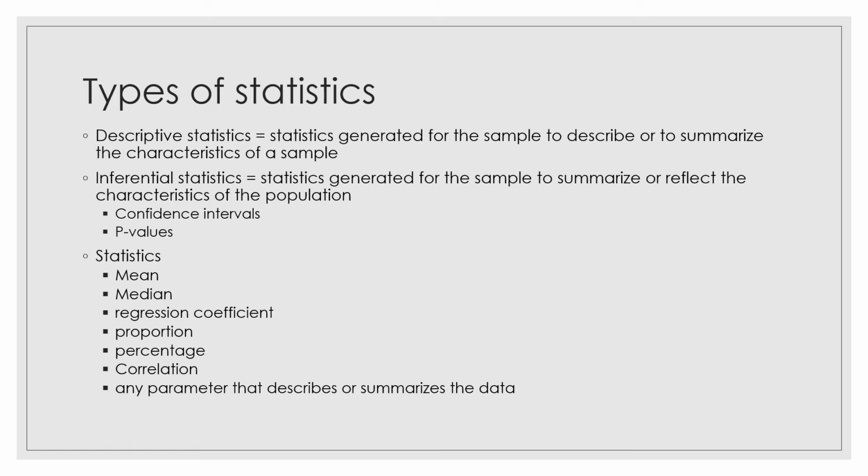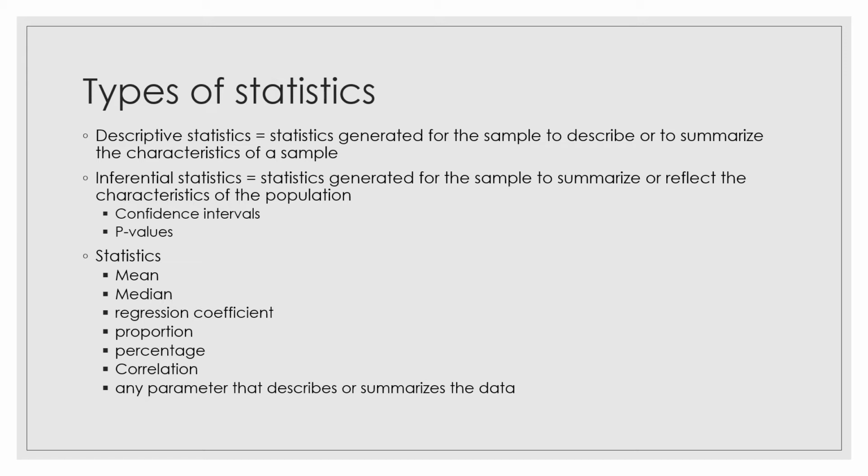And the commonly used statistics generated for the sample include the mean, the median, the regression coefficient or the beta, the proportion, the percentage, the correlation coefficients, or just any parameter that describes or summarizes the data. And confidence intervals and p-values are also the commonly used inferential statistics.